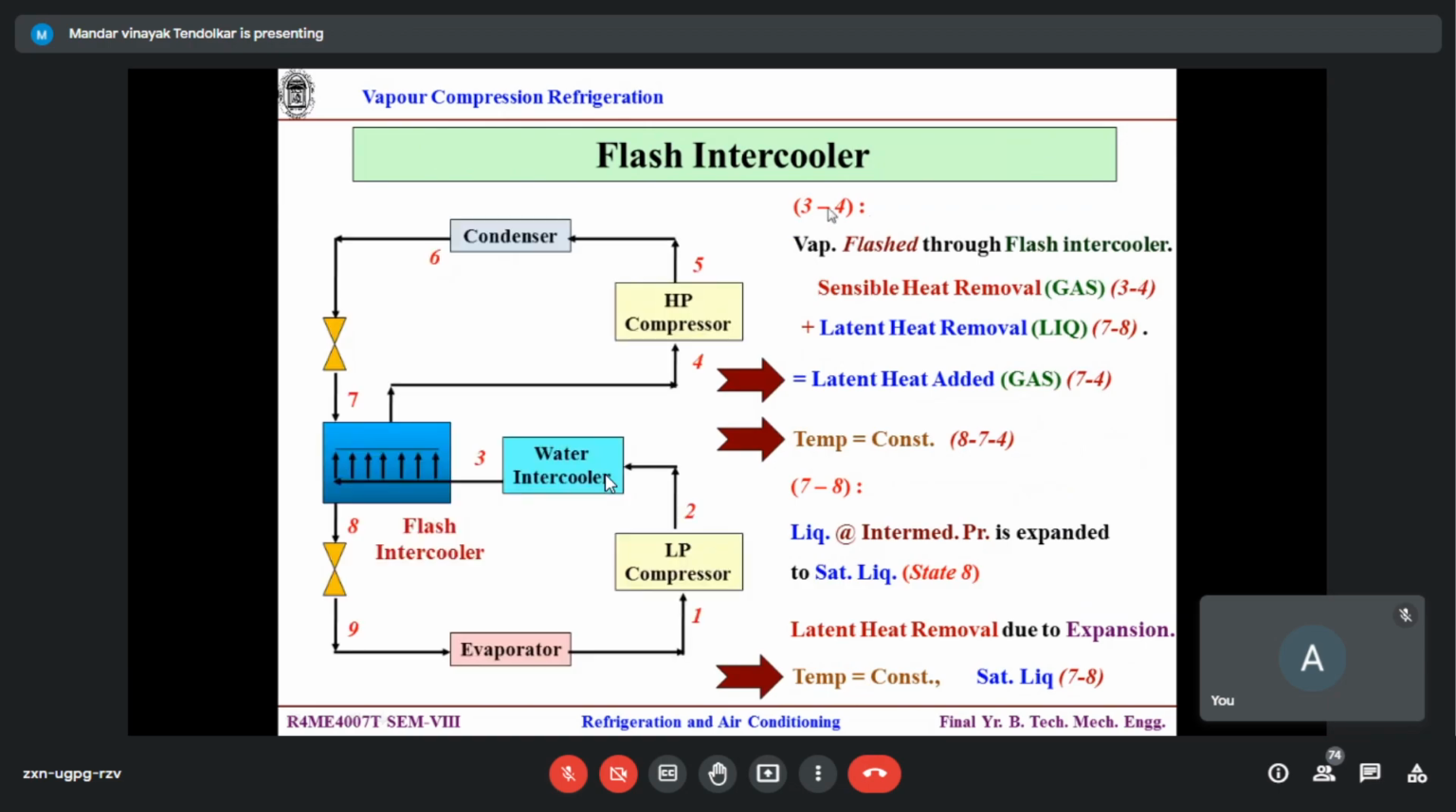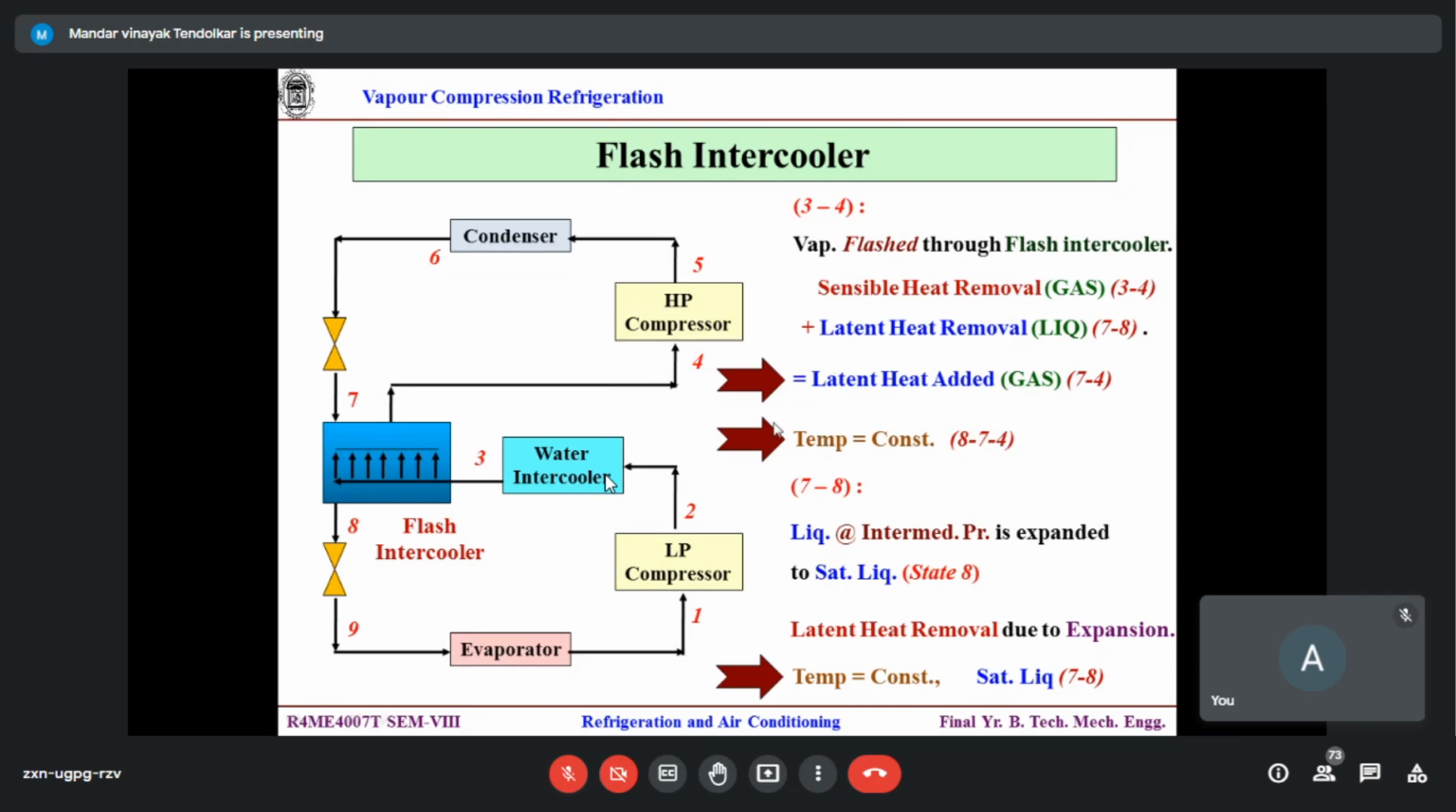So 3 to 4, vapor is flashed through the intercooler. Sensible heat removal, 3 to 4. We discussed it. Latent heat removal, 7 to 8. The liquid part is equal to the latent heat added for the gas, that is, 7 का gaseous part goes to 4. So अपने आप तो नहीं जाएगा ना. So 2 heat rejection processes and 1 heat addition process. Fine. Now throughout this process for 8, 7, 4, 3 is superheated, you know, but 4 is saturated.